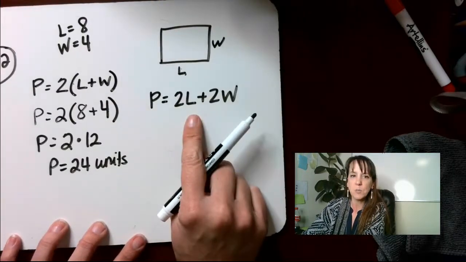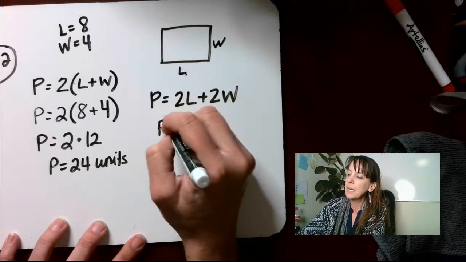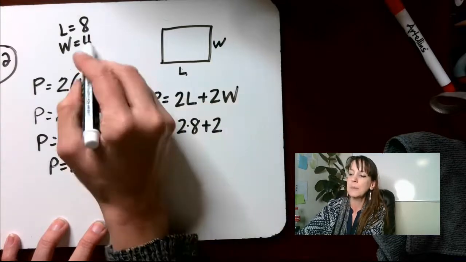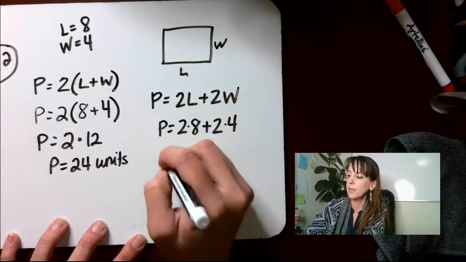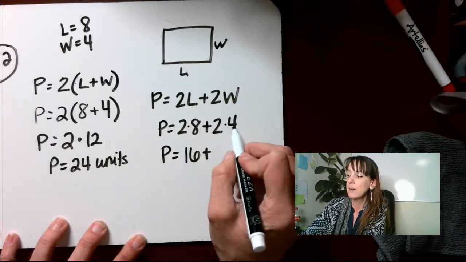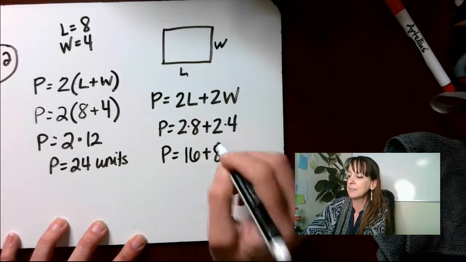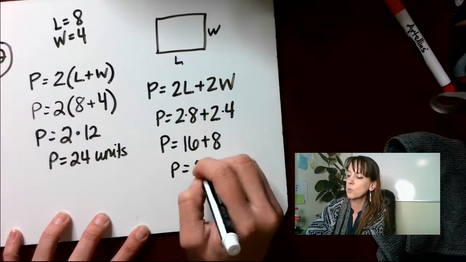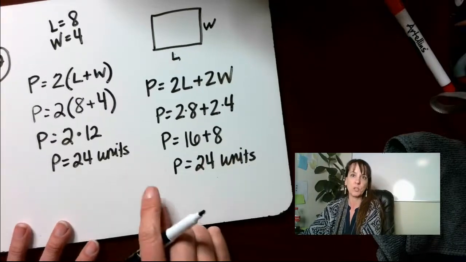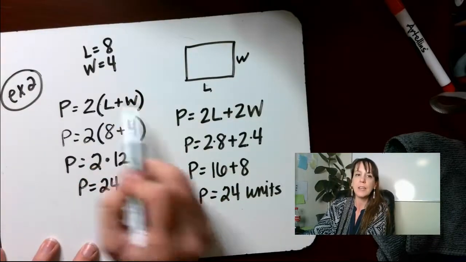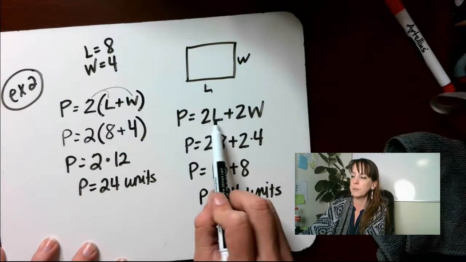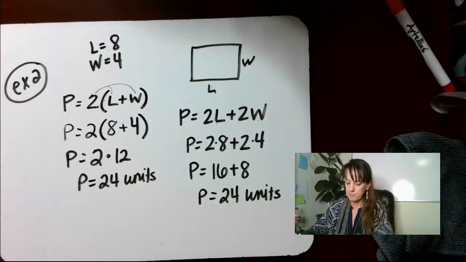Now let's do it over this way, where we do it slightly different. P equals 2 times L, which is 8, plus 2 times W, which is 4, okay? So P equals 8 times 2, which is 16, plus 4 times 2, which is 8. P equals 24 units. So you see, either way, we get the same response. However, this method is using the distributive property to distribute out that 2 to our L and our W. See, we got our 2 at our L and our W.